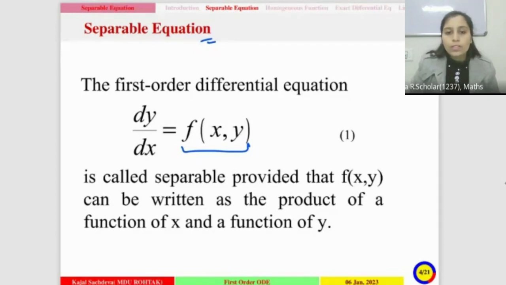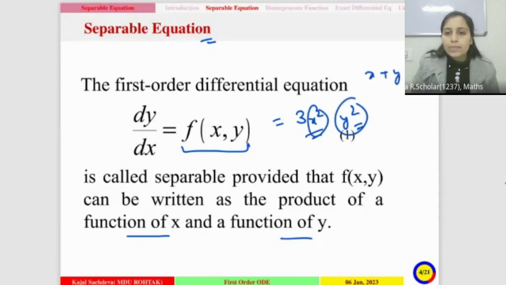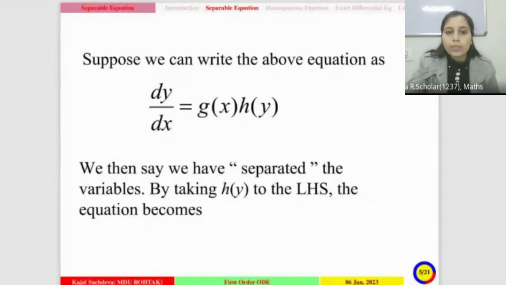A separable equation is one in which the right hand side can be written as a product of two functions, one a function of x and the other a function of y. For example, 3x square y square is separable in x and y. If we have (x plus y) whole square, this cannot be separated into x and y differently. So if we can separate the right hand side as a product of a function of x and a function of y, then this type of equation is known as a separable equation.